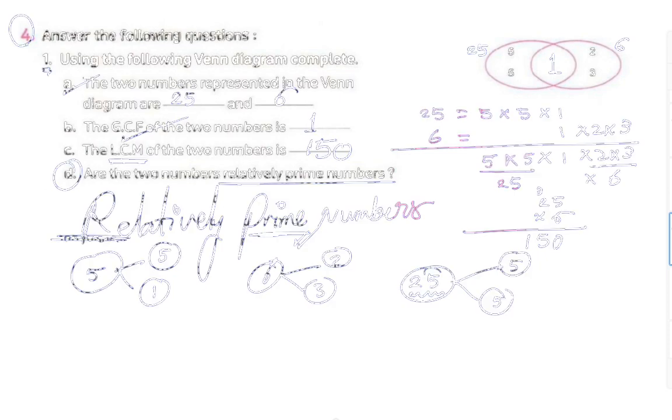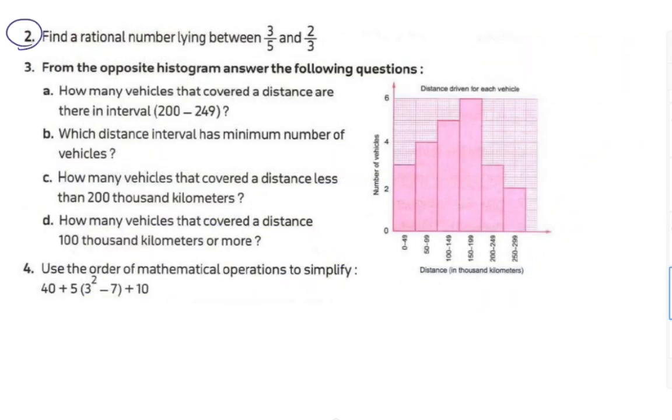Let's continue. Question number 2. Find the rational number lying between 3 over 5 and 2 over 3. To find a number or a rational number between two fractions, do what?